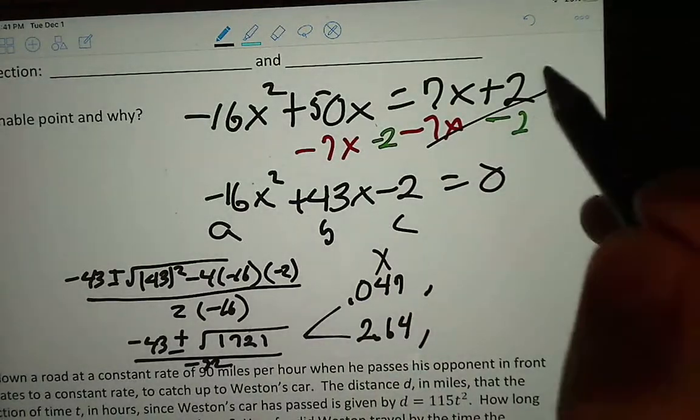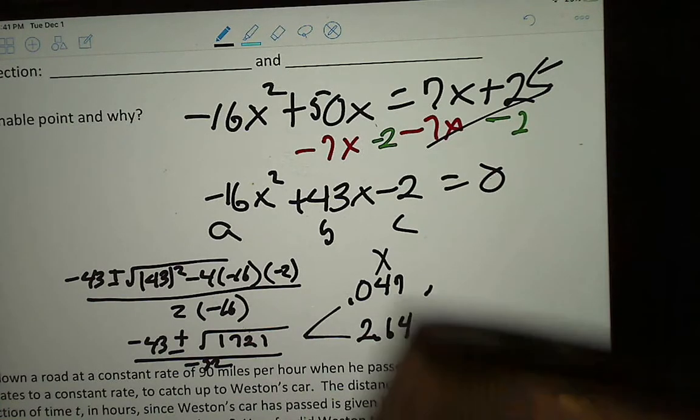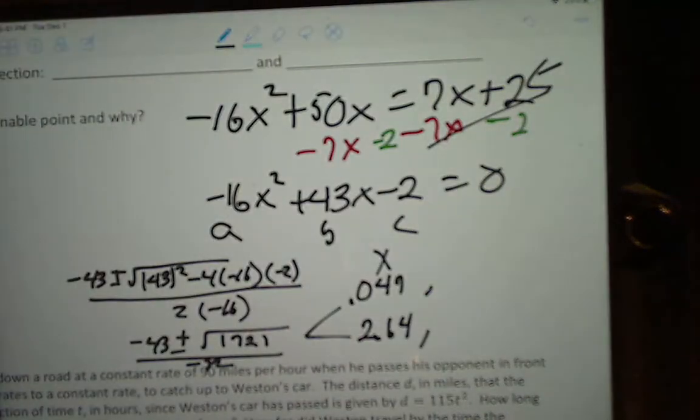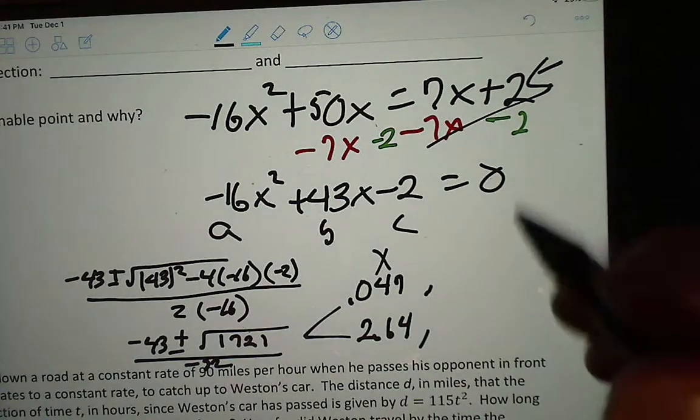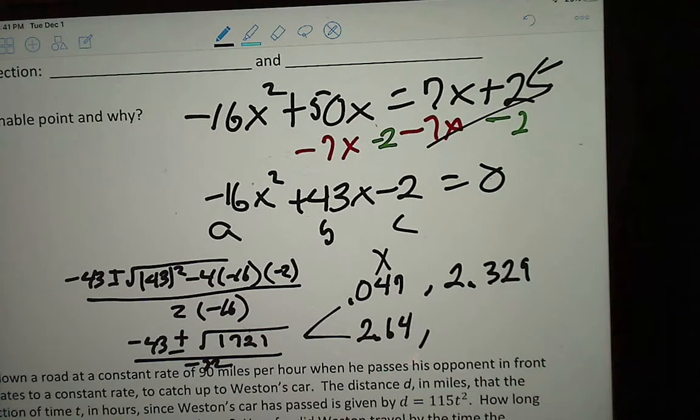And so I go back and I pick this equation, because that's the easiest one to use. And so the first one I do, and I'm not going to write this out so you can see it, but 7 times 0.047 plus 2. And the first answer I get looks like it's 2.3. Okay. And then I do the other one, 7 times 2.64 plus 2.